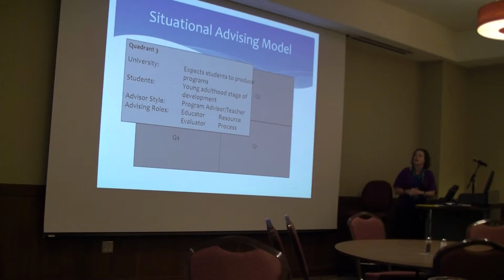Quadrant 3, the university expects the students to produce the programs. Students are in a young adulthood stage of development. Your advising style would be the advisor/teacher. And so your role is going to be kind of an educator, an evaluator, a resource, helping them get the process done. I know a lot of us work in this stage as well. So, I feel like maybe Check and Crew would be a good example of this. The students are putting on this program.